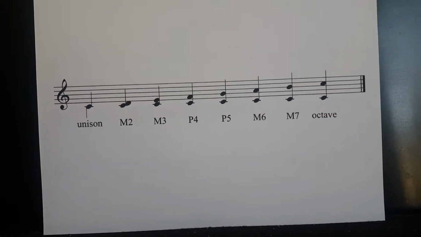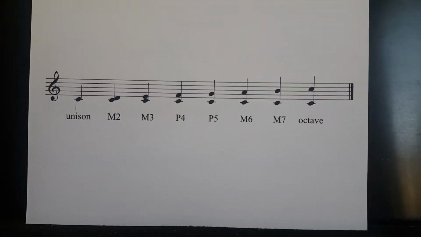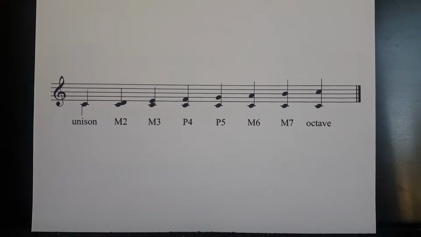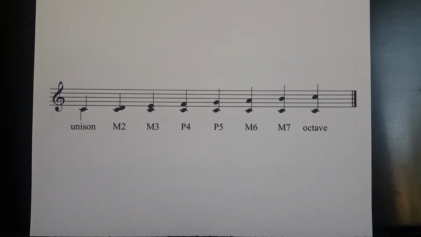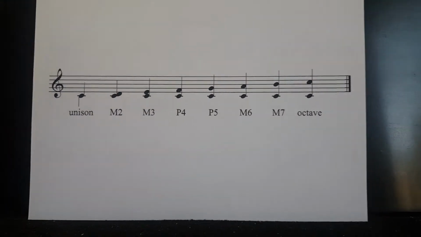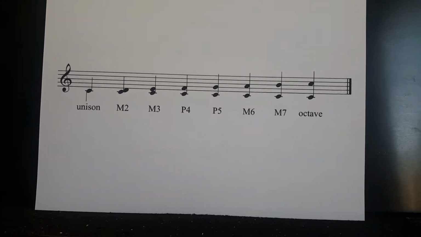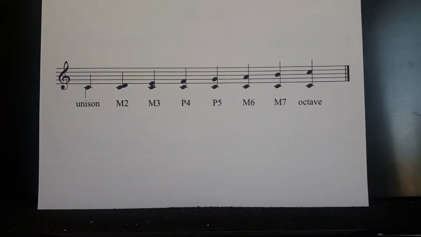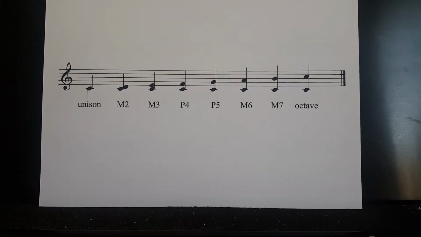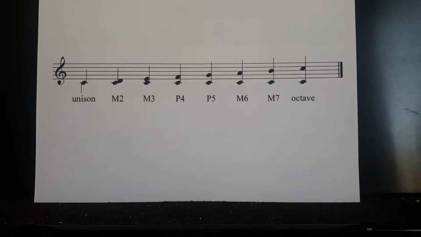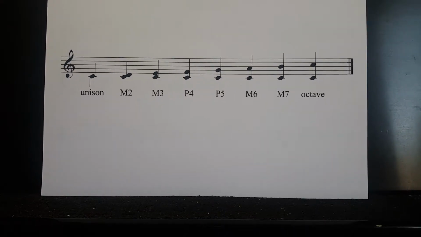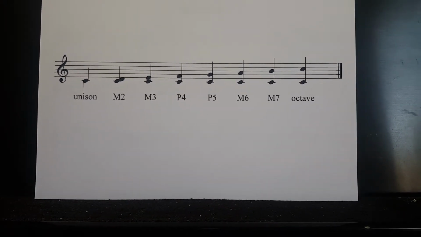Now, the unison, the fourth, and the fifth, and the octave are perfect. They are never major. They are never minor. They are always perfect. You may hear some teachers say that the perfect fourth and the perfect fifth are also major. That is incorrect. The perfect fourth and the perfect fifth are just that. Perfect fourth, perfect fifth. The unison and octave are also perfect. They're not major. They're perfect. Unison and octave. All right?